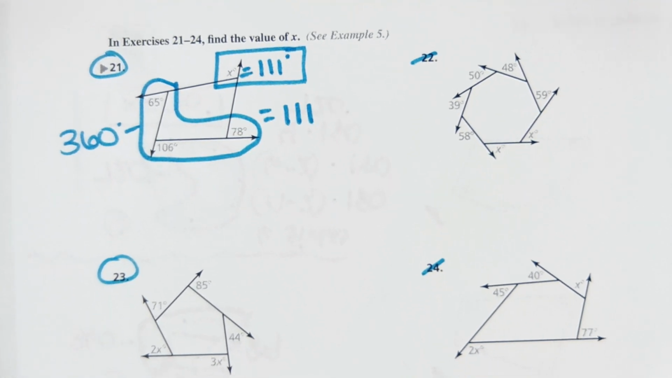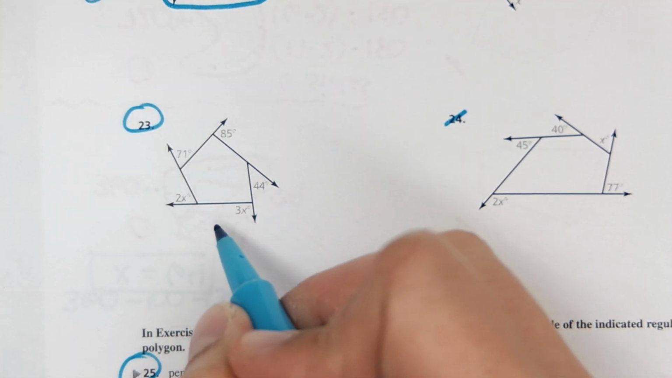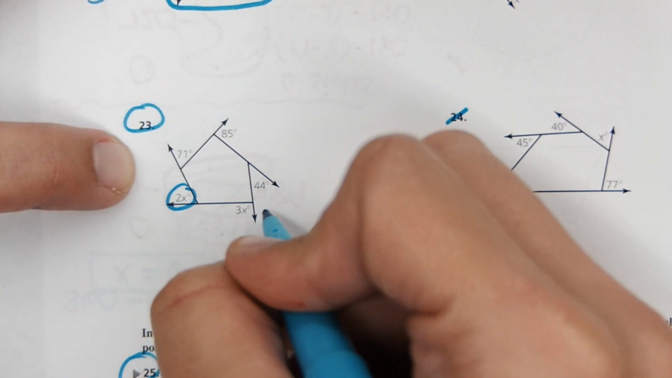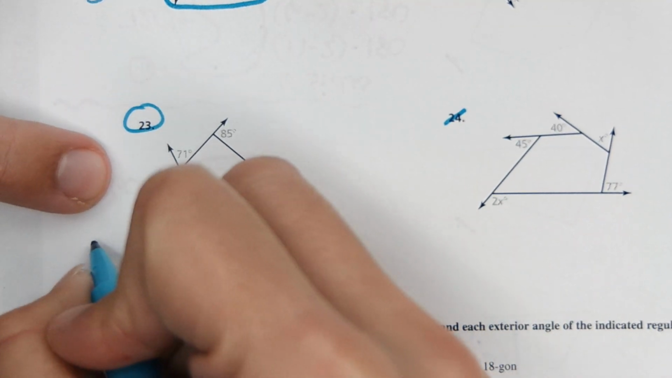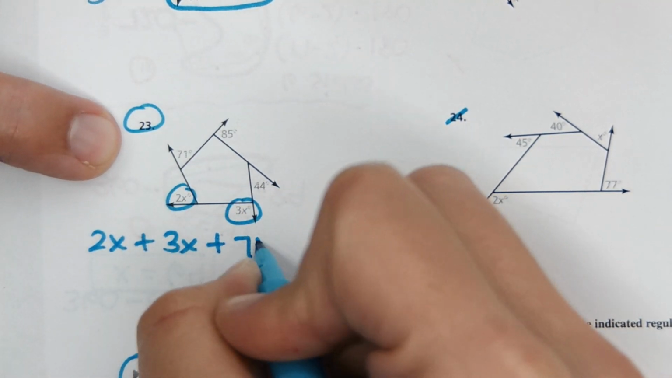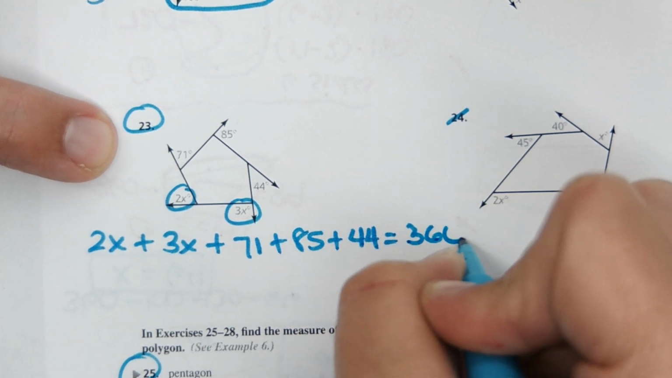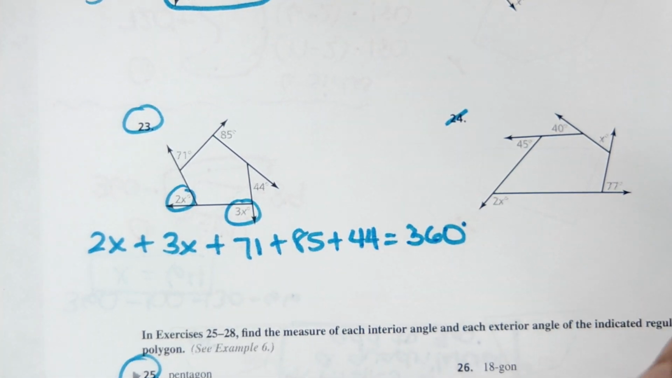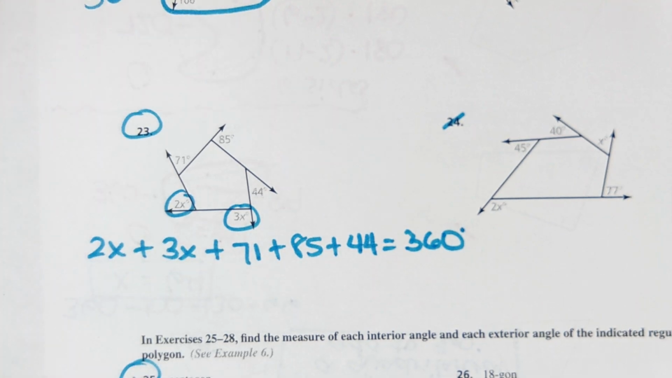Great, and then 23. Here, again, all the exterior angles add to 360. This one's a little bit different because it has 2x and 3x here, and it wants to know x. So we can just set up an equation: 2x plus 3x plus 71 plus 85 plus 44 equals 360 degrees to find x. Just now we're using an equation.